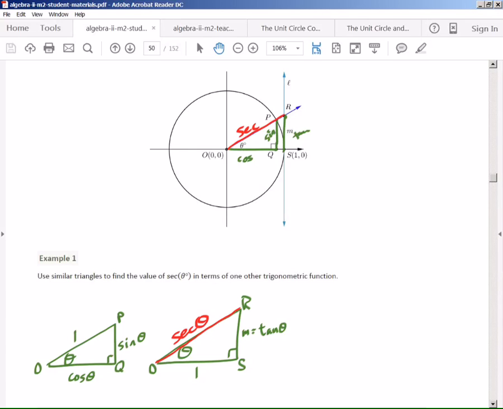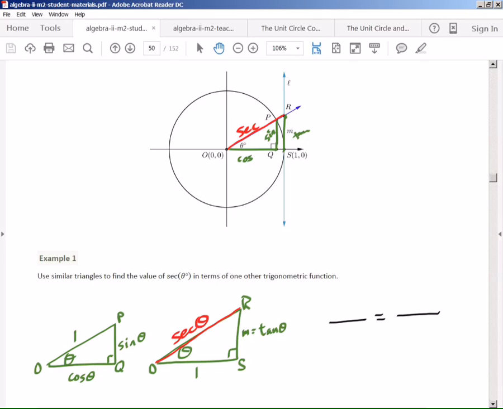Now you remember how we just reviewed similar figures? We're using that idea right now to help us understand what the heck secant theta is. So that's what this question says. It says use similar triangles to find the value of secant theta in terms of one other trigonometric function. So now what you need to do is set up a proportion, because these are two similar triangles right here. Set up a proportion, two fractions equaling each other, to help us define what secant is. I'm going to let you guys try to figure that out with your group right now, and it's just going to be a quick 2 minutes, and then we'll see what you guys got. I'm going to walk around and see what you got.